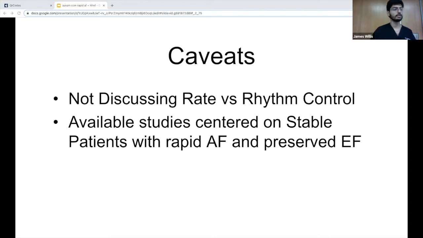And then the big difficulty really is that most available studies are centered on how you manage stable patients with rapid AFib. How do you manage rapid AFib in the setting of a preserved ejection fraction? So there's no real RCT data on how to manage unstable patients with reduced EF.